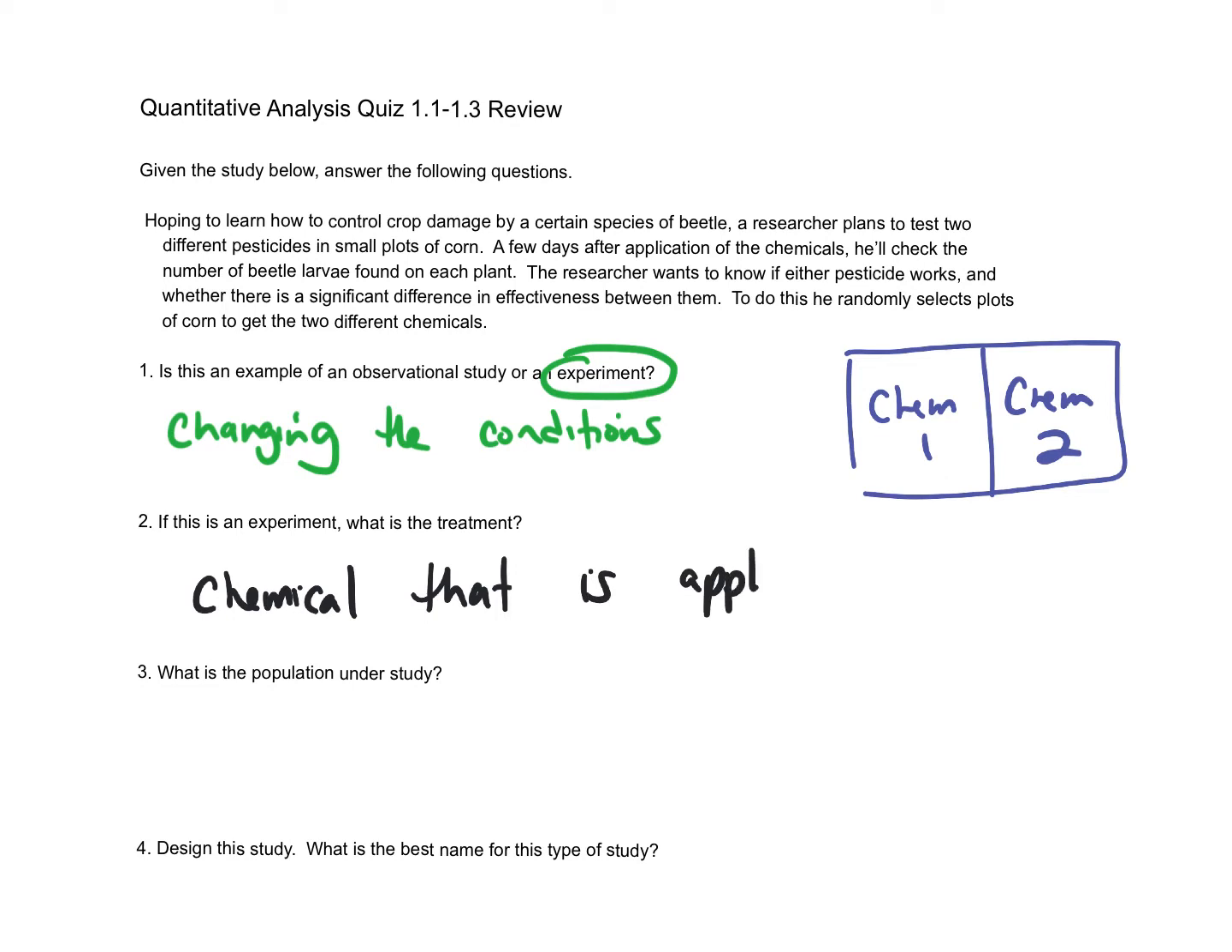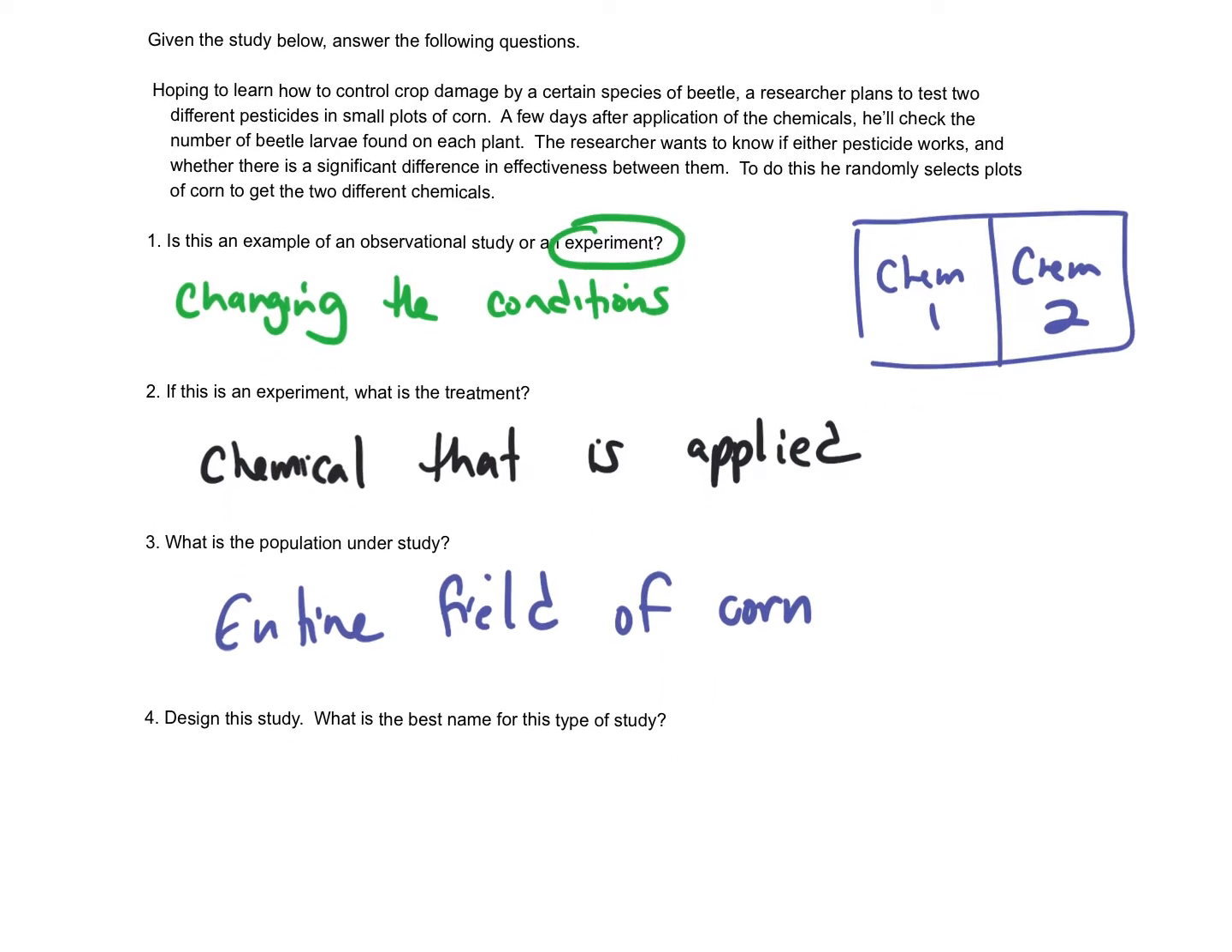You're trying to make the beetles less in one field versus the other, so the chemical you're getting is supposed to stop that, right? So in this experiment, that is going to be our treatment. Okay. Now the population, what we're talking about, the population is essentially going to be the entire field. The entire field of corn is our population, because we want to see how these chemicals are going to affect these corns, right?